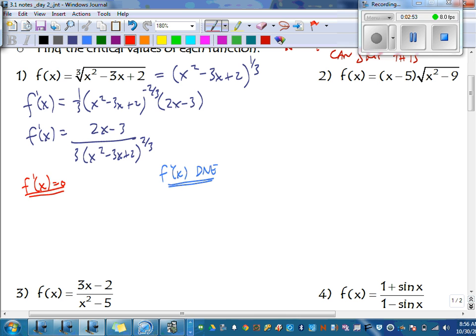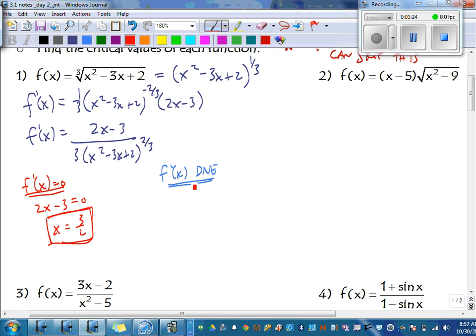So for it to be equal to 0, we're just going to set that numerator equal to 0. 2x minus 3 equals 0. So x equals 3/2 is a critical value, as long as it works in our original function. If we put 3/2 in here, 3/2 squared minus 3 times 3/2 plus 2, we're going to get a number. It doesn't matter if that number is positive, negative, or 0. It works. We can take the cube root of a negative, a positive, a 0, any of those. So that's going to work just fine. We don't have to worry about that.